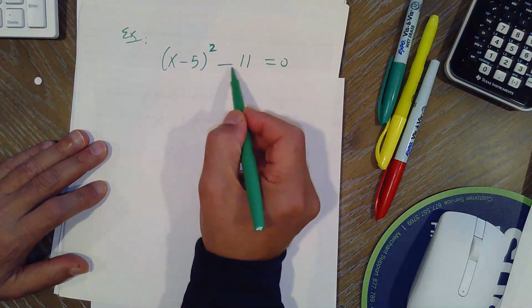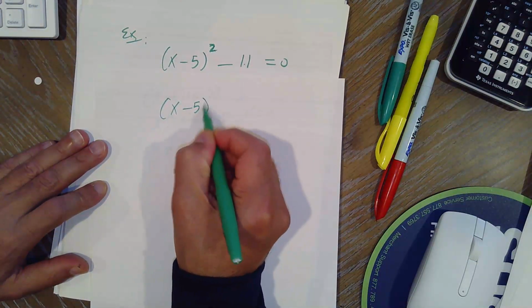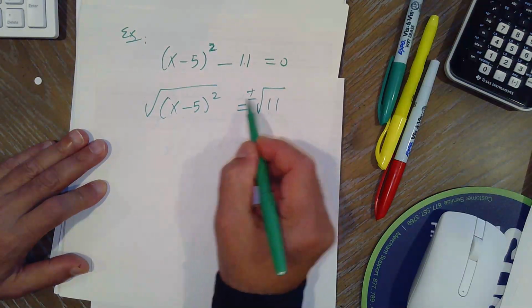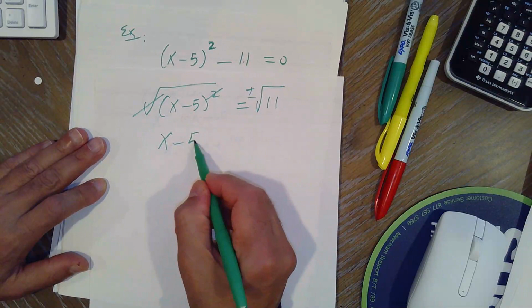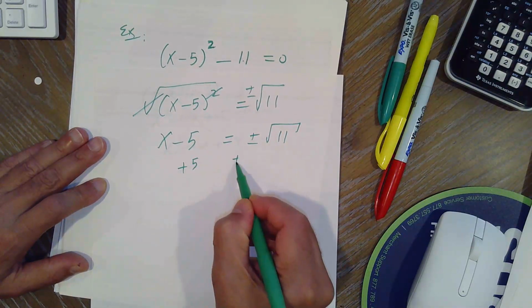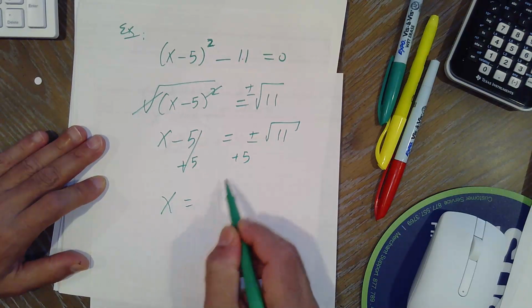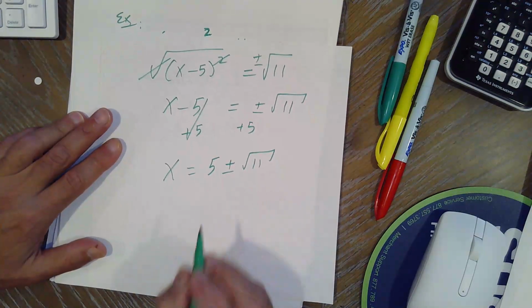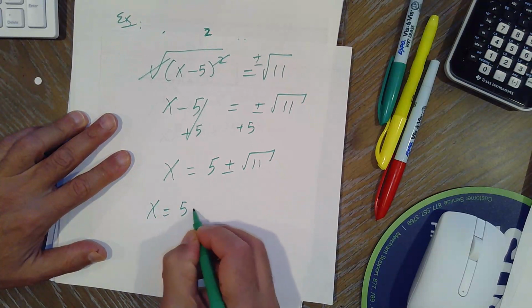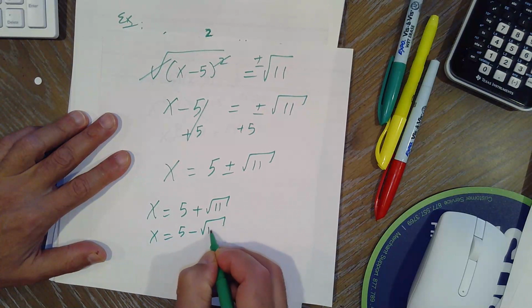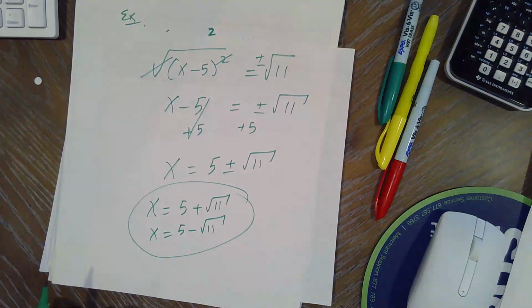You already have a square and a constant, so isolate the square by adding the 11, and square root. It's set up for you to do square rooting, so do it. x minus 5 is plus or minus root 11. We can't do anything with root 11, so we leave it as is. So you get two solutions, and they are irrational because you're stuck with the square root: 5 plus root 11 and 5 minus root 11. That's why you couldn't factor it.